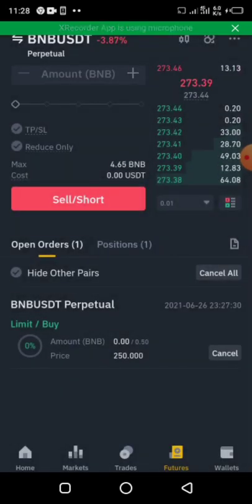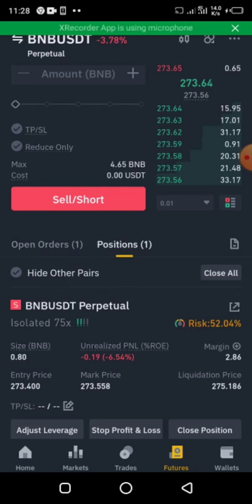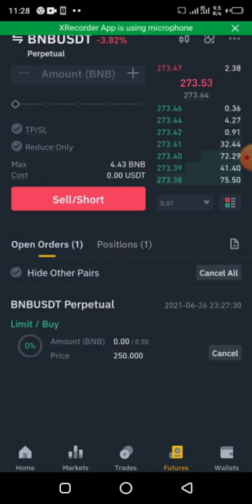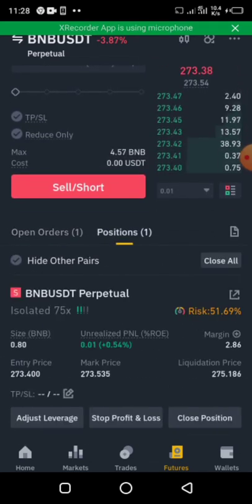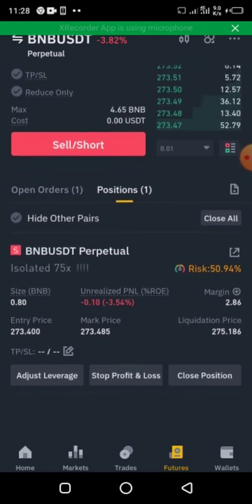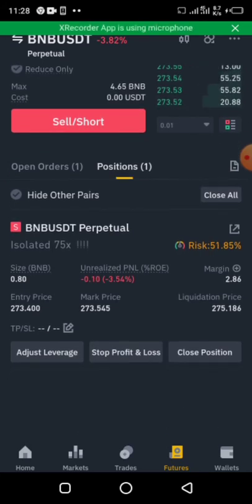You can see the first one I placed, the buy limit, is in open order, but the one I placed with the market is in position, because it has already been executed. If you look at this place now, you can see my isolated margin. The leverage I'm using is 75. You can see the risks. What I'm risking is 50.83, 50.80 now, 50.75 now.